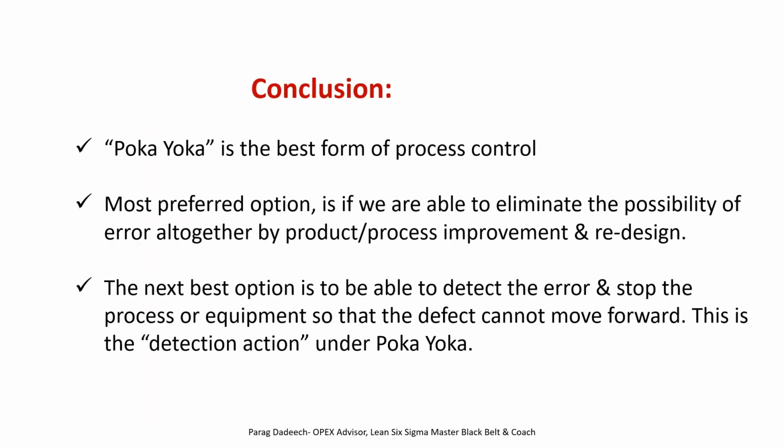To summarize, POKA YOKA is the best form of process control. The best option in POKA YOKA is if we are able to eliminate the possibility of error or mistakes altogether by process or product improvement and redesign. If this is not possible, then the next best option is to be able to detect the error or mistakes and stop the process or equipment so that the defect cannot move forward and we do not continue to make defects. This is the detection action under the POKA YOKA.